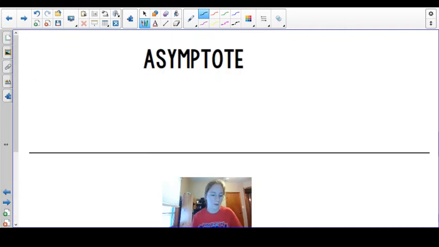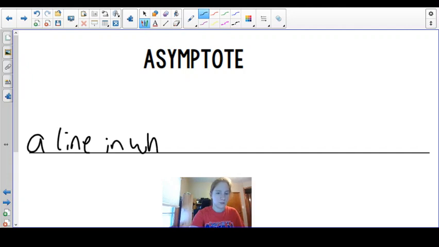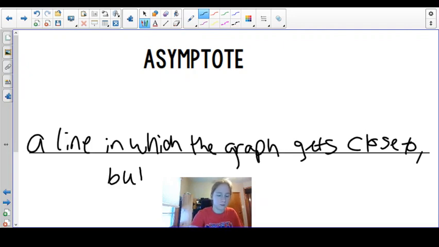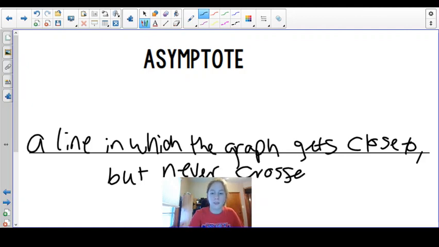Next, we have an asymptote. An asymptote is a specific thing. It's a line in which the graph gets really, really close to, but never crosses. So we'll get really close to a line, but we won't actually cross that line.